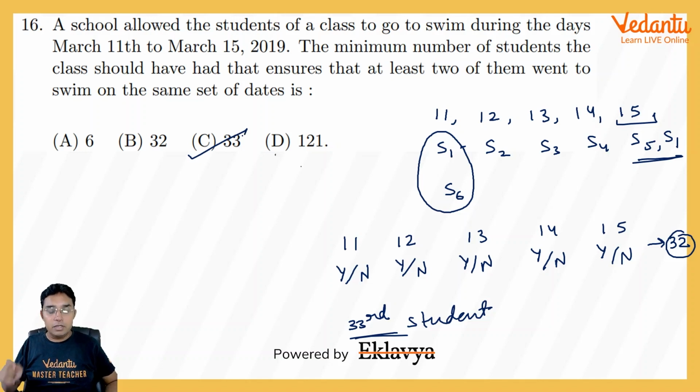So if I am having at least 33 students, then two students will have to be there who will be having the same set of dates where they will be going. So the answer for this is 33, it is not 6 or 121, it is not at least. Otherwise, in 121 also, there will be many students who will be following the same schedule. Okay, so this is what this question is.